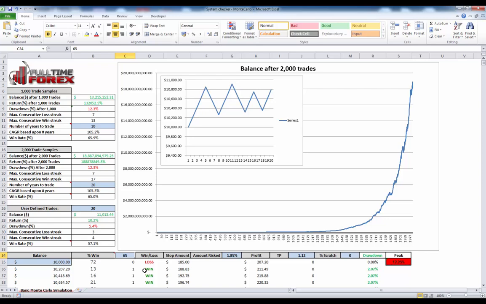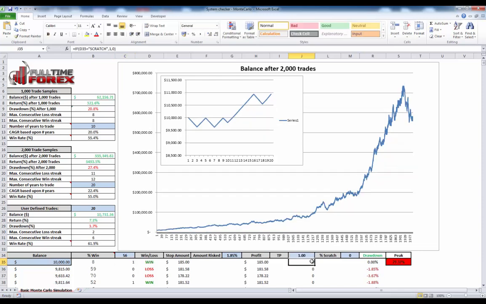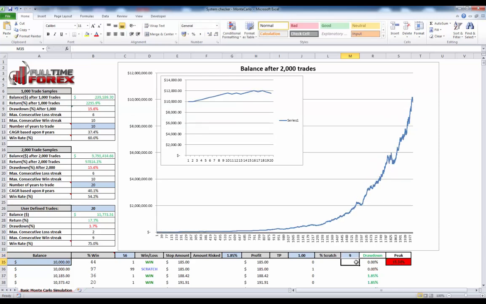But what we'll do is we'll put something a little bit more realistic in. So we're going to put 56% as our strike rate. My take profit ratio is going to sit somewhere closer towards 1.0, and my scratch rate, so how many trades percentage wise over the string of trades that we're looking at, is going to end in break even. So we're going to say 9% of the time. So here we've got something a little bit more realistic now.